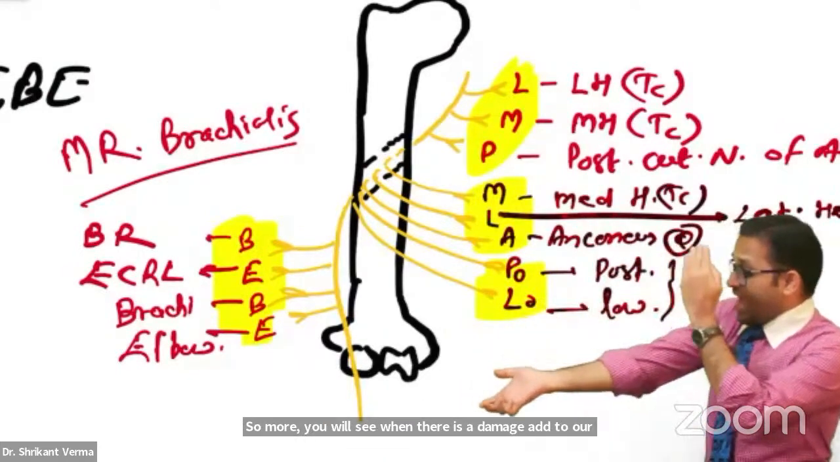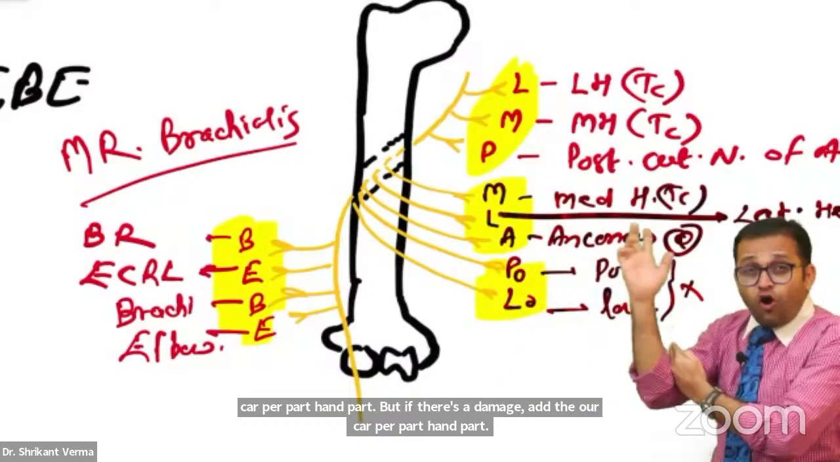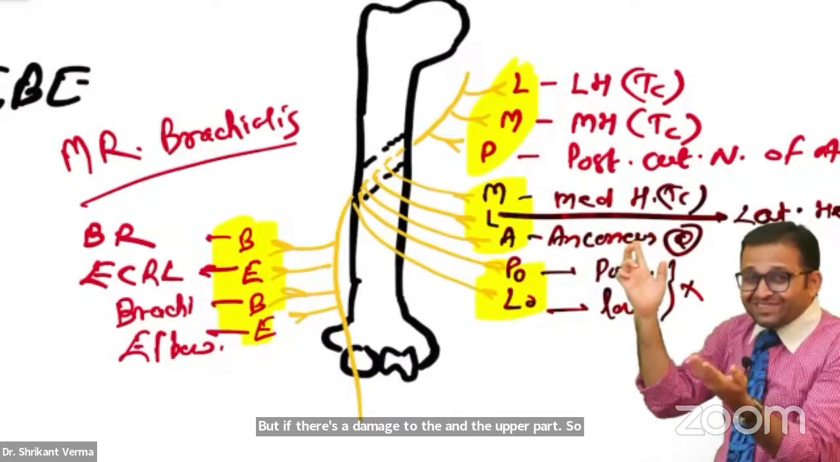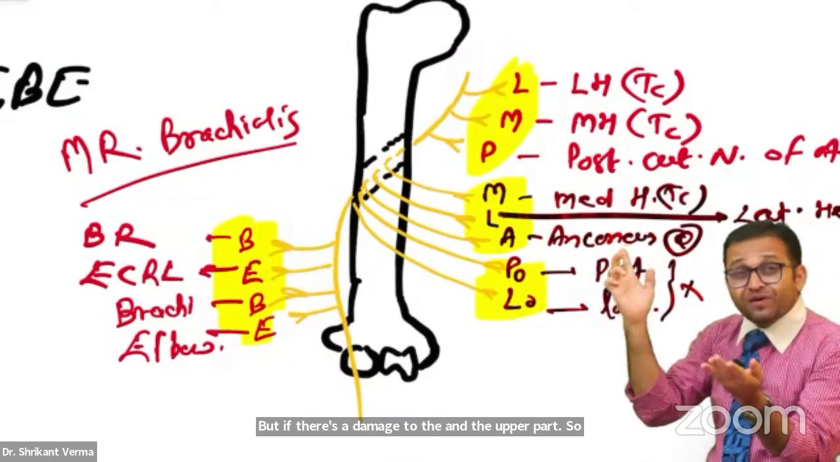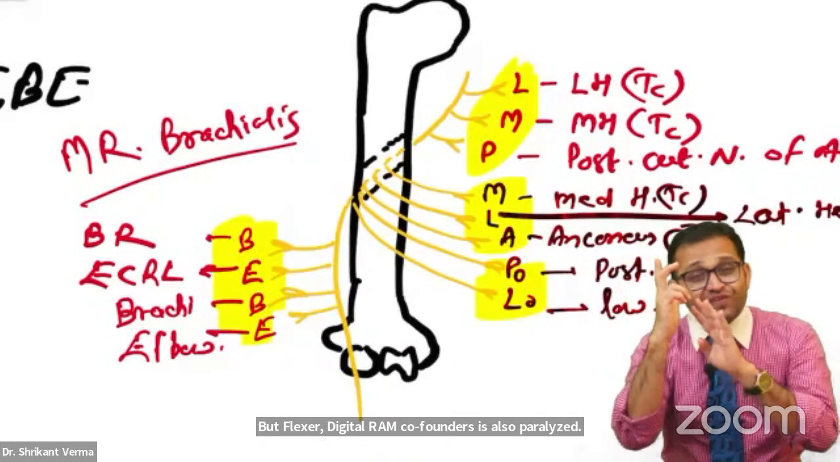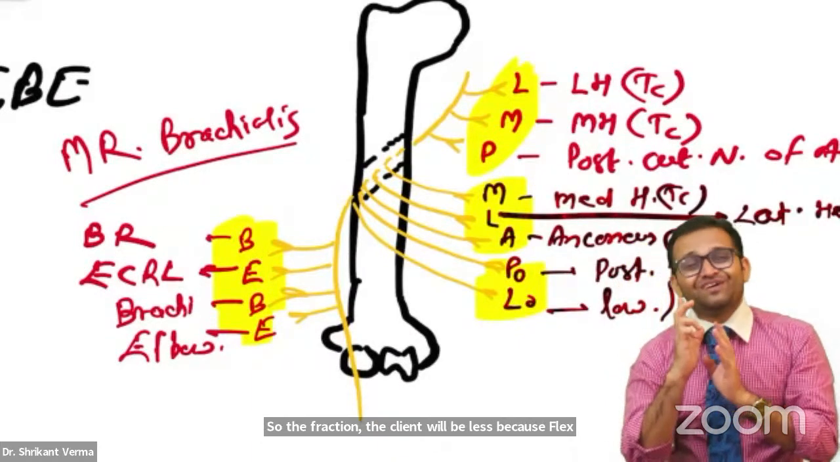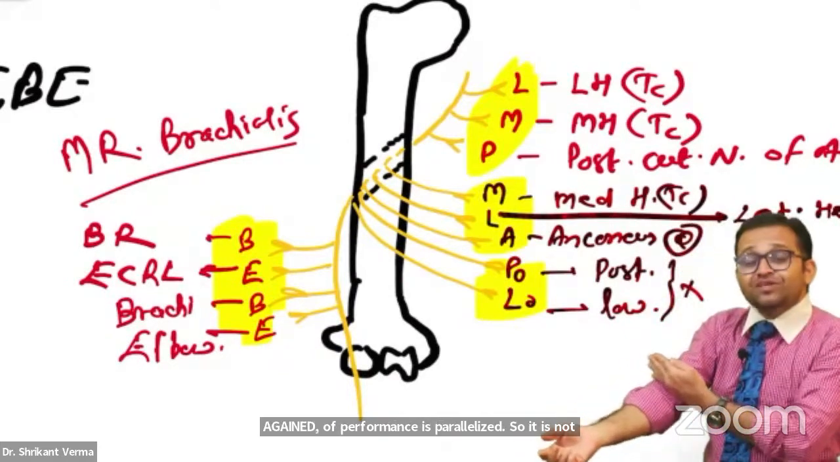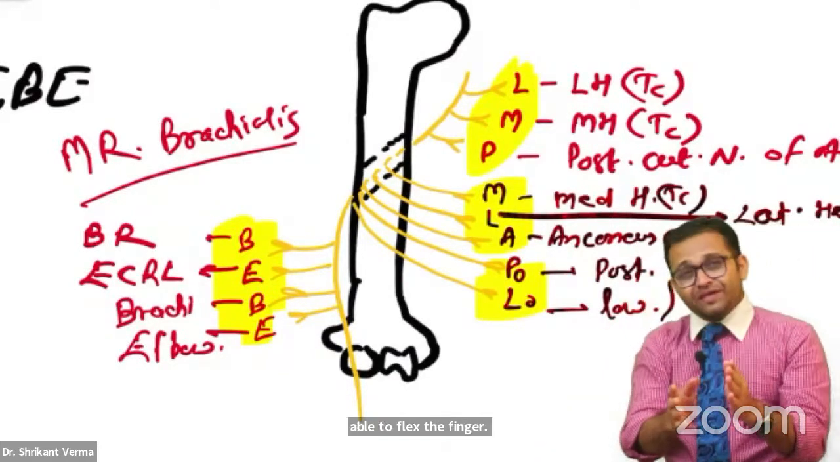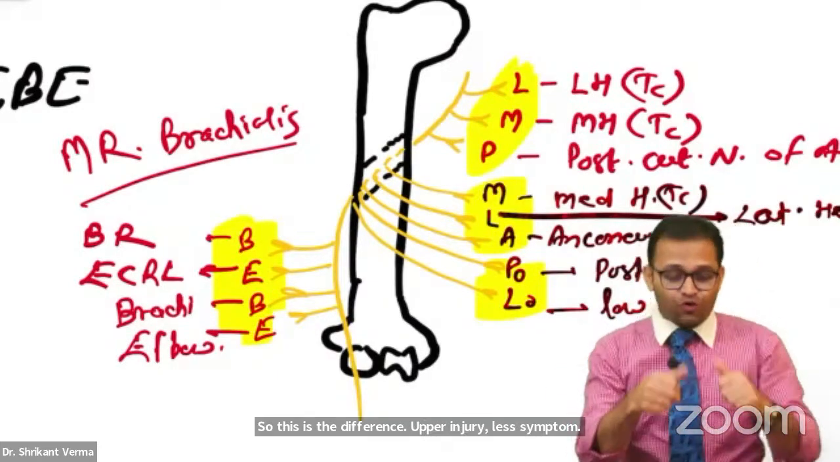But if there is damage to the ulnar nerve at the upper part, claw hand will be there, but flexor digitorum profundus is also paralyzed. So the clawing will be less because it is not able to flex the fingers. So this is the difference. Upper injury, less symptoms. Lower injury, more symptoms. This is the paradox. Hope you all are getting the point.